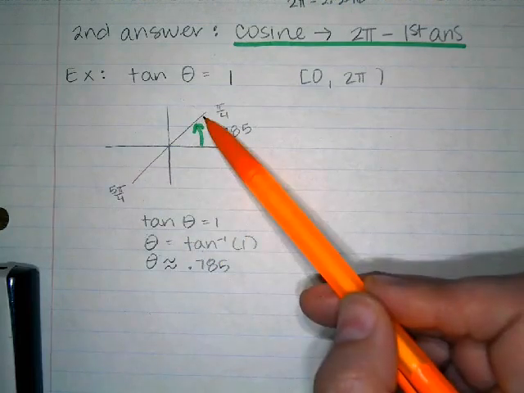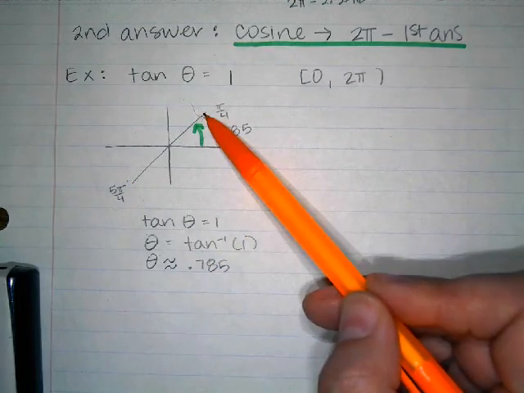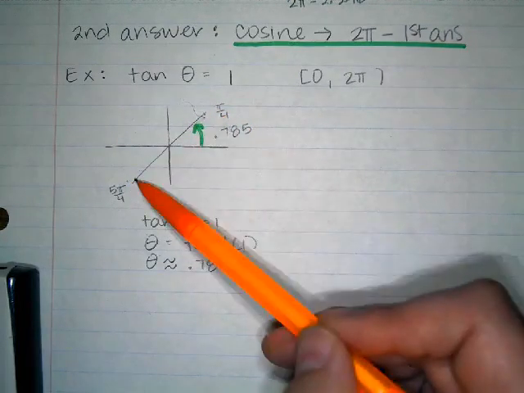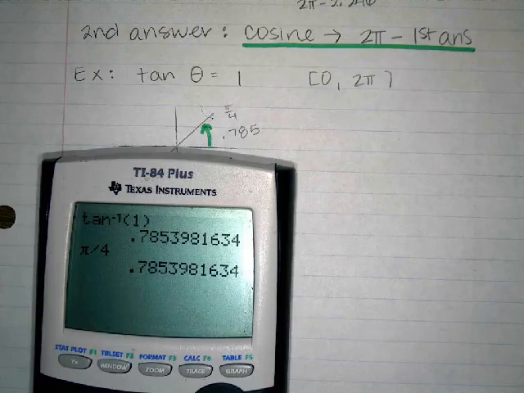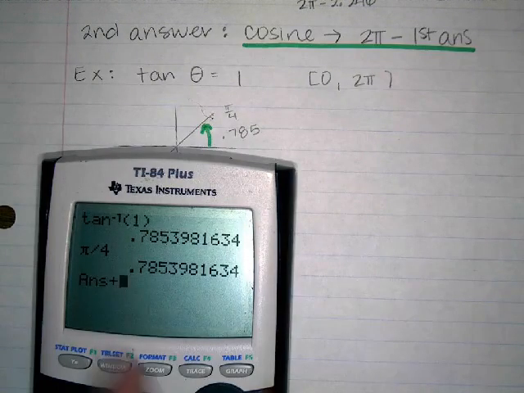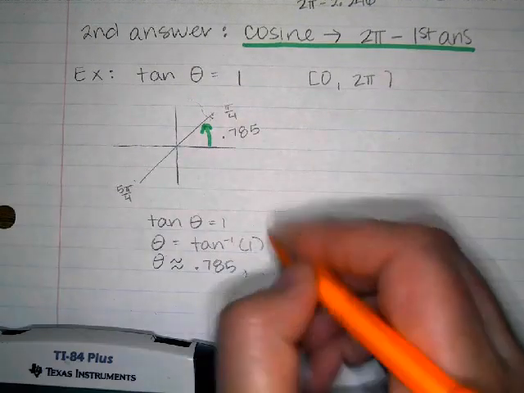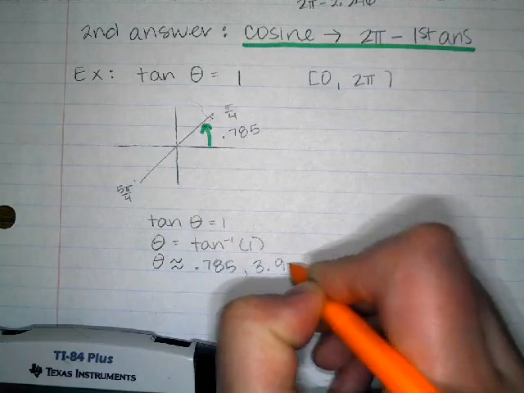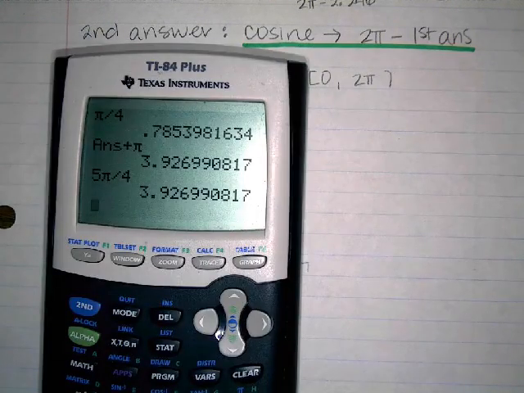So 0.785, I'm going to just in my calculator hit plus, and it's going to pull that previous answer for me. And I'm going to plus pi, and that'll give me the next one. 3.927. And you'll see that 3.927 is 5 pi fourths. So this is the easiest one. 0.785 plus pi.